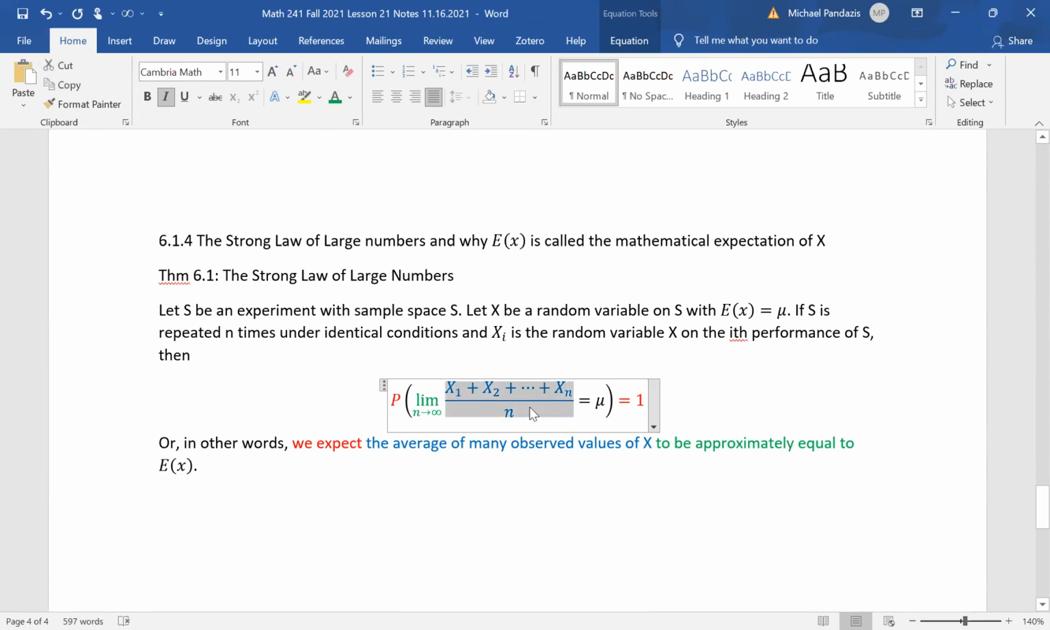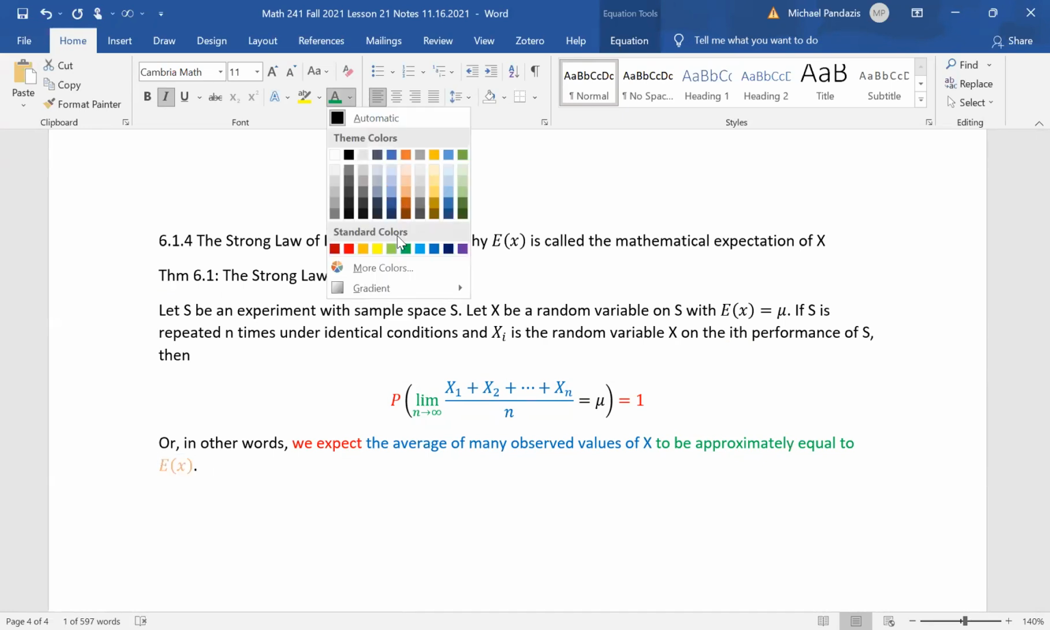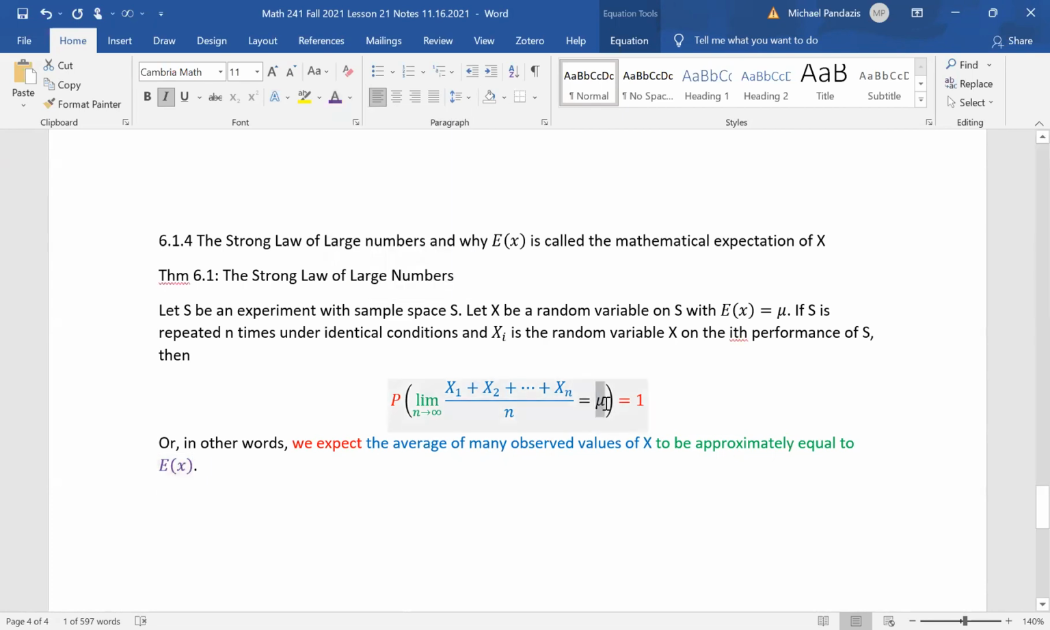But without going to the difficult part of calculus, saying that the limit of this is mu is saying that when little n is really, really large, the values of this fraction are really, really close to mu. So with probability 1, when you take little n really, really large, the value of this average is very close to mu, which is E of X. So that's what this is saying. Now I'm going to give this the color purple, because mu is E of X. So that's directly equal to E of X.